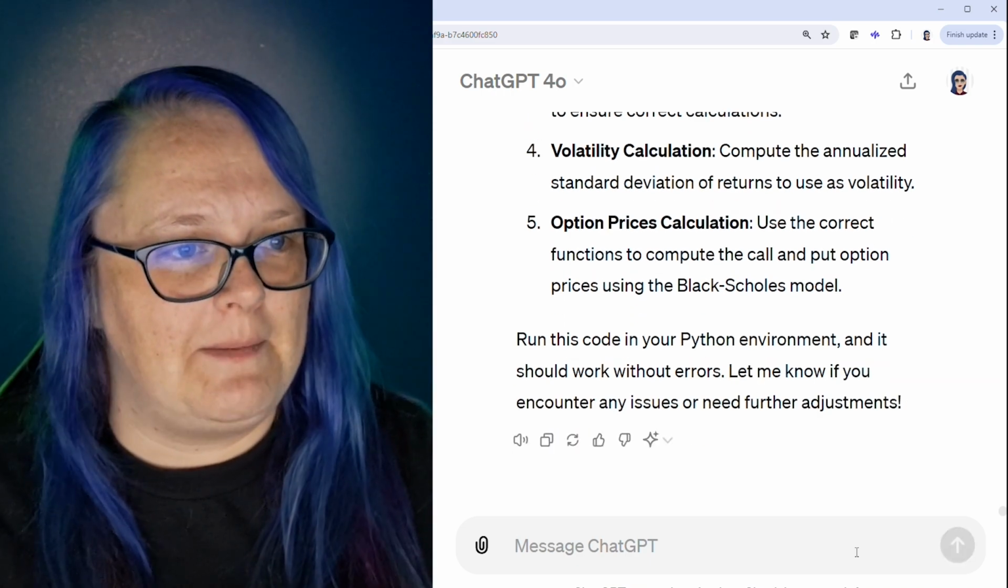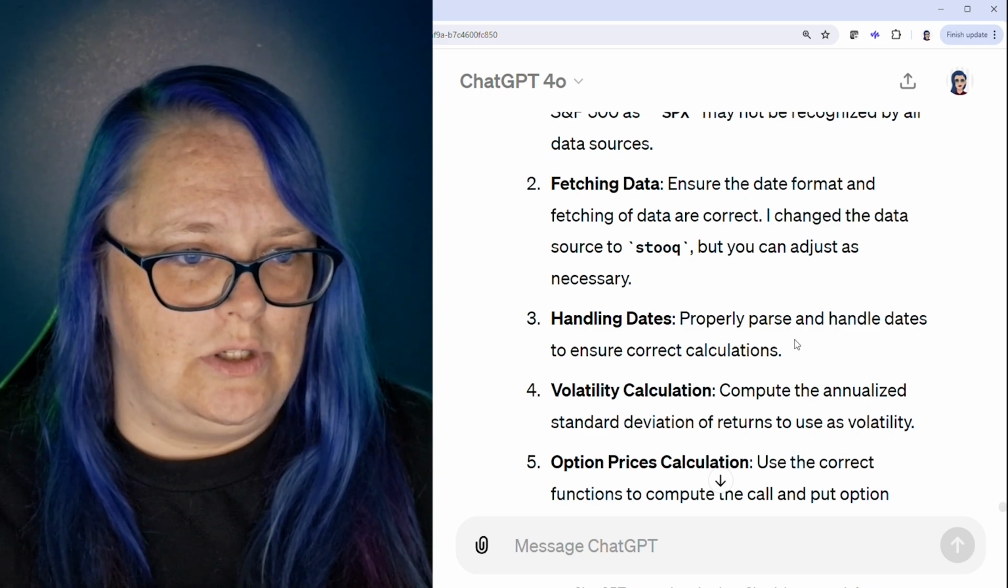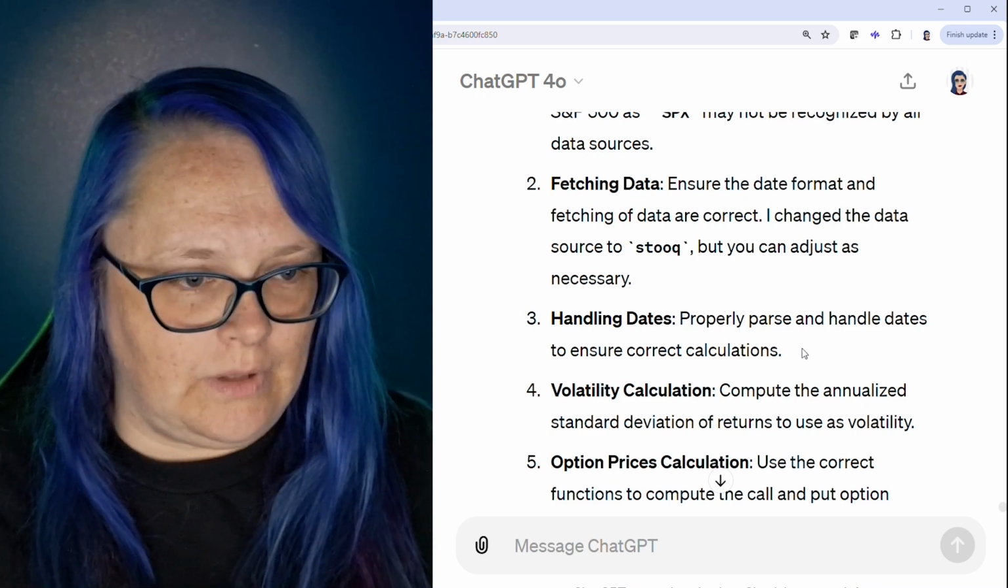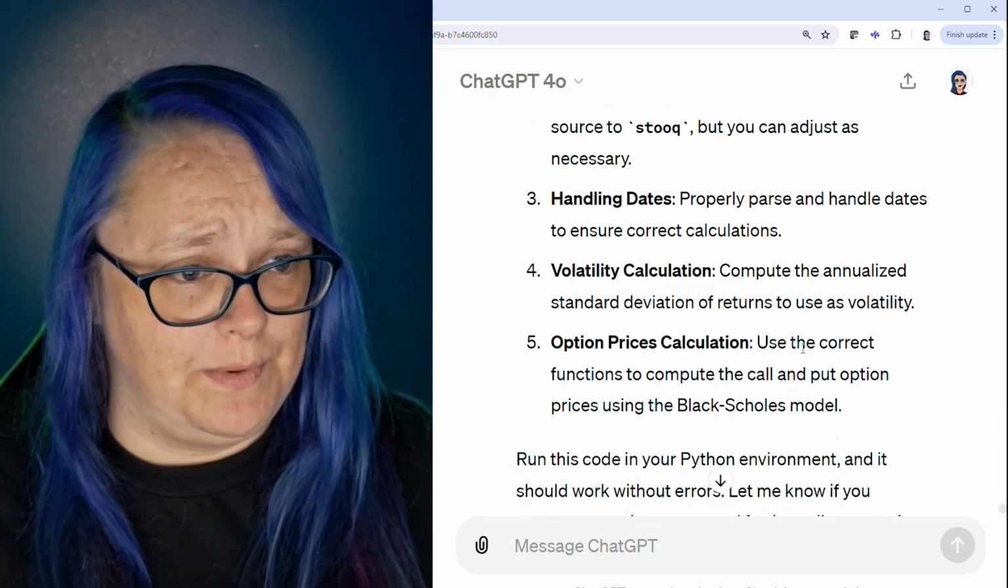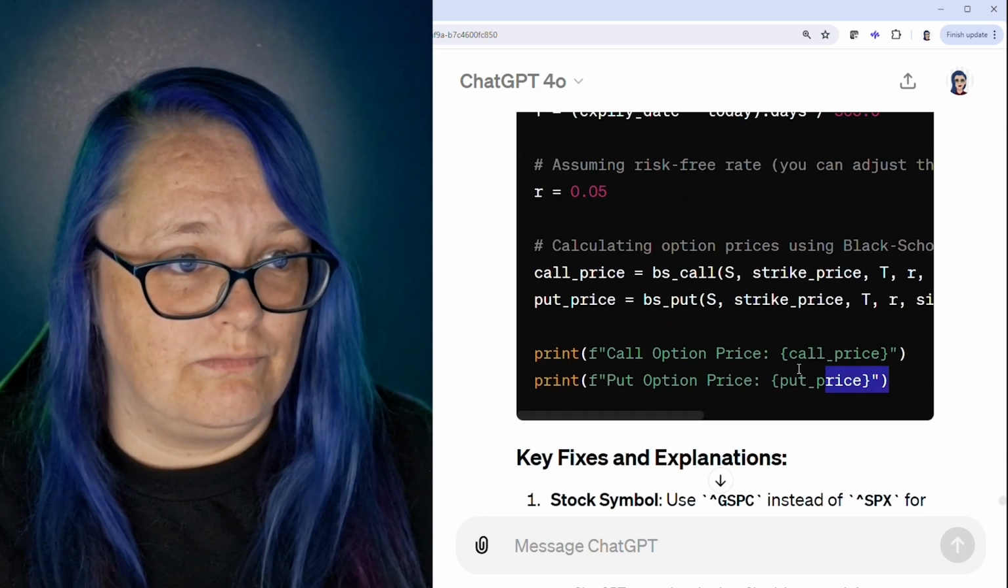Alright, let's see. Did it find my mistake? Handling dates. Properly parse and handle dates to ensure correct calculations. That is one of the mistakes that I purposely made. Alright. I'm gonna see if that code works.